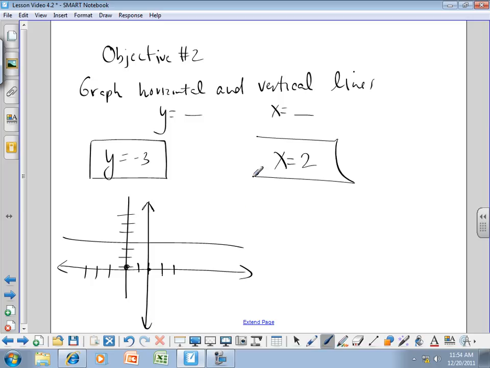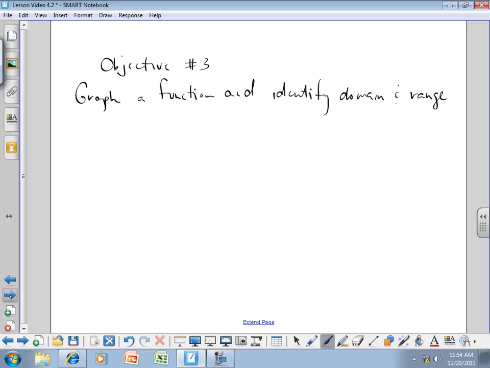Again, no work to do. You basically have to memorize that. Horizontal lines are y equals a number. Vertical lines are x equals some number. You find that number on the corresponding axis, and you plot it through. Since it said y equals negative 3, I went to negative 3 on the y-axis and drew a horizontal line. Since it said x equals 2, I went to 2 on the x-axis and drew a vertical line. Good. Horizontal and vertical lines.